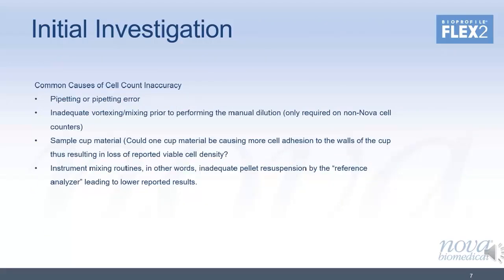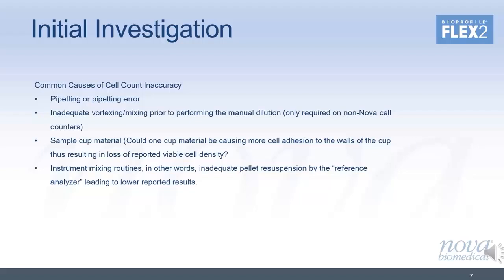The first thing we did was just list all of the possible inputs that could create this deviation. Things like pipetting error, inadequate vortexing or mixing prior to performing any manual pre-analysis dilutions. And as a reminder, this is only necessary on non-Nova cell counters. As I mentioned before, the Nova cell counters perform all of the dilutions for you. No need for external manual dilutions.